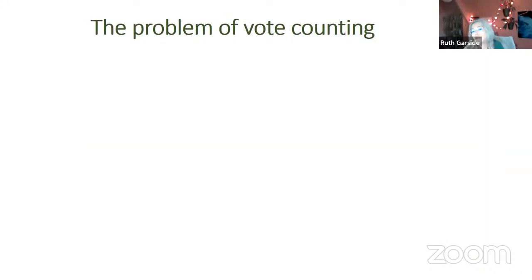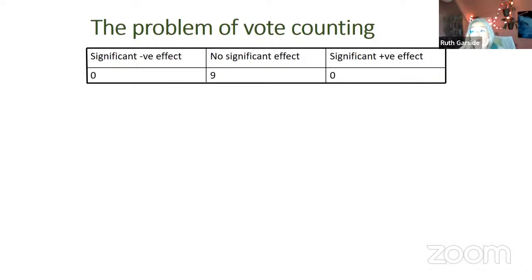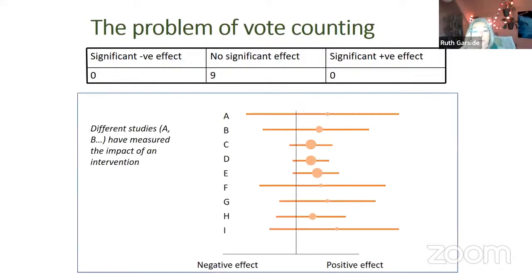So I was going to talk a little bit about the problem of vote counting and why this can be a challenge to coming to robust conclusions. And here's an example. Say we've got 9 studies in a review. None of them show any significant positive or negative effects. So you've got 9 responses which are not statistically significant. So you might conclude that there's no impact if you were just going to vote count on these 9 studies.